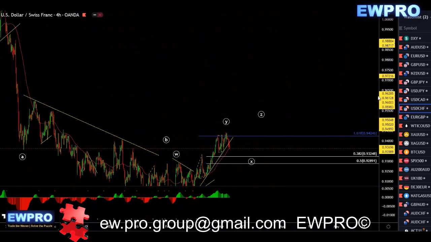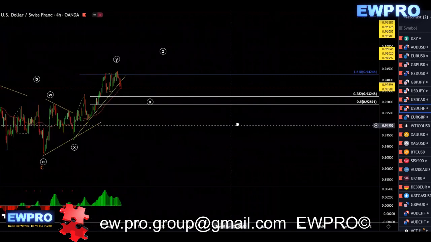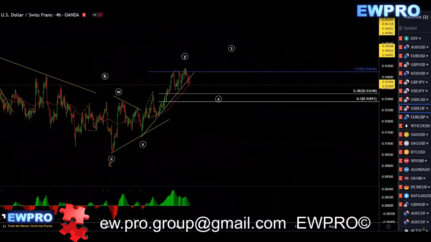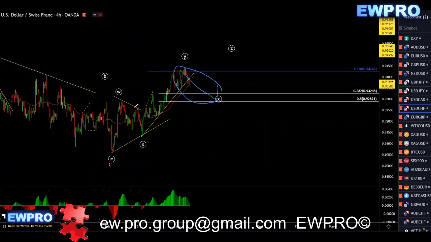H4, very similar to the others. We're in an X2, so you'll have to be very careful this week trading, because we'll be in a correction, more than likely be in a correction. The safest way is to wait for this correction in here, a similar size as X1, and then you'll be looking for that wave Z up.